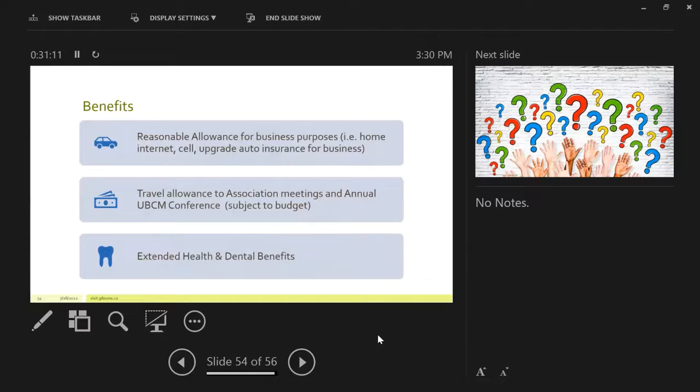The benefits: a reasonable allowance for business purposes, expenses that are covered such as internet, cell, upgrades to auto insurance for business purposes, travel allowance for association meetings and annual UBCM conferences, subject to budget, and extended health and dental benefits.